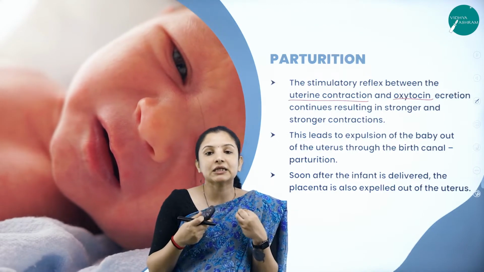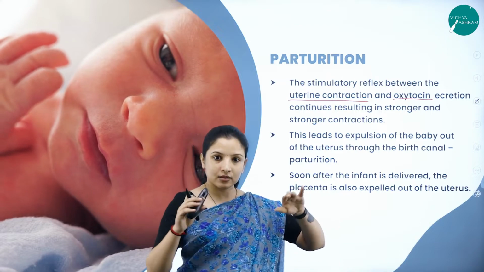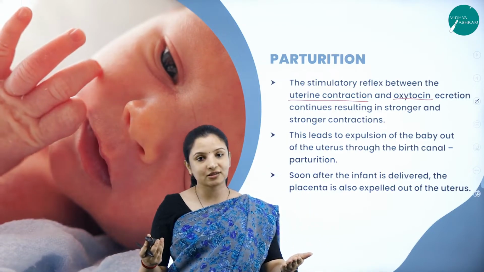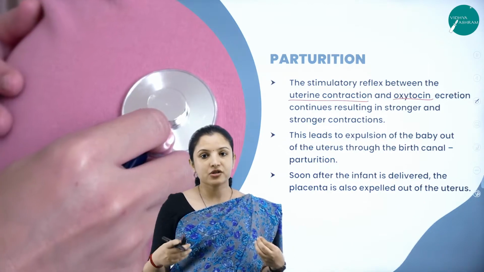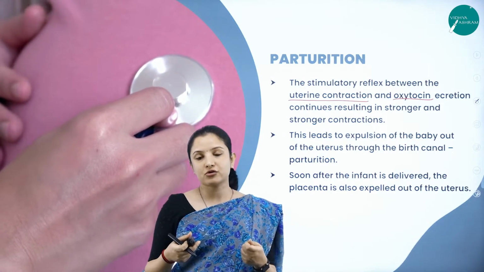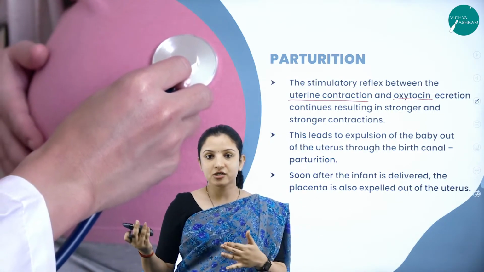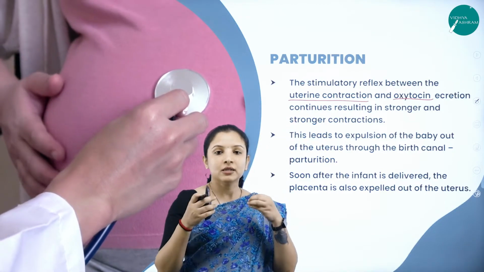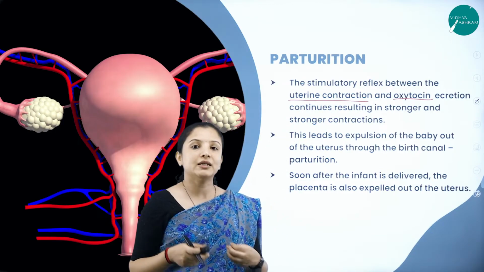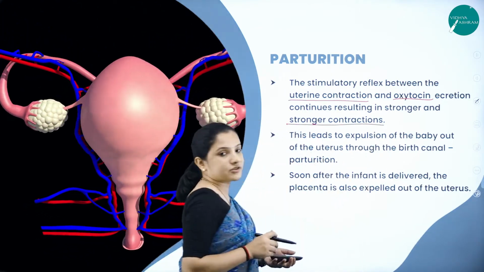You can feel the increase in the pain in the uterus region. Next, again, further oxytocin will get stimulated, it will start to increase, and it will again increase the parturition, or the contraction of the uterus, and it will increase the pain further. So this relationship between the contraction of the uterus and the stimulation of the pituitary to release oxytocin will continue until stronger contractions are achieved.